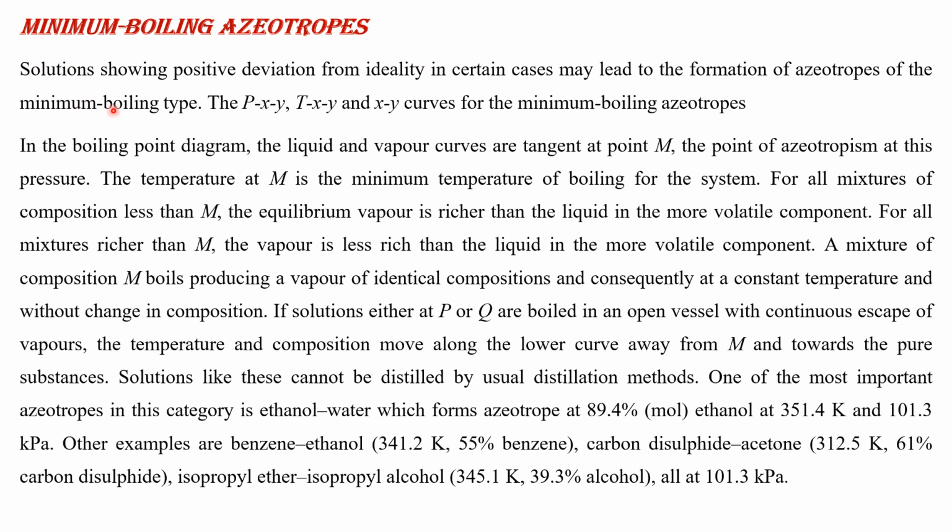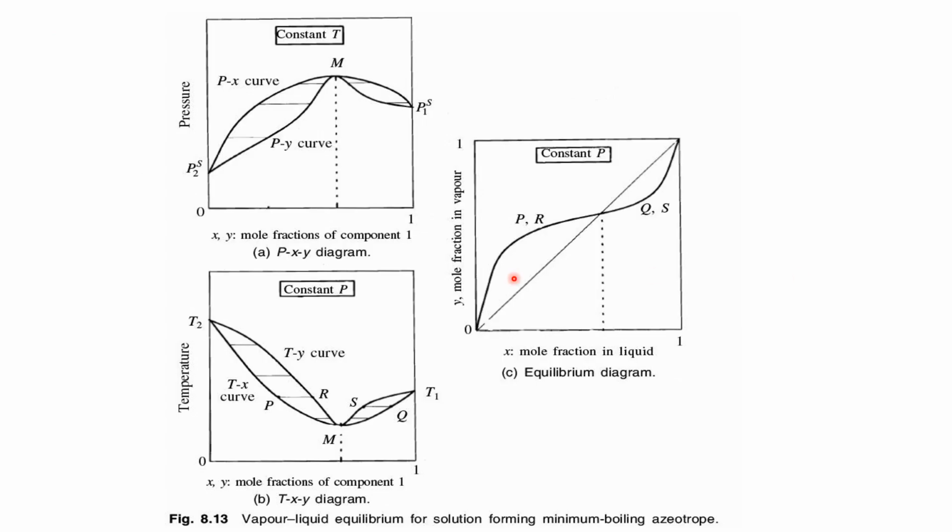The first type is the minimum boiling azeotrope. The solution which shows positive deviation from ideality may in certain cases lead to the formation of azeotropes of the minimum boiling type, which is represented by the Pxy, Txy and xy curves. Here is a graphical representation for the minimum boiling azeotrope. This graph is for Pxy, at constant temperature, and this is for Txy, where we keep the pressure constant, and this is an equilibrium diagram.